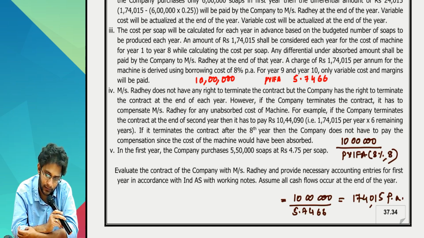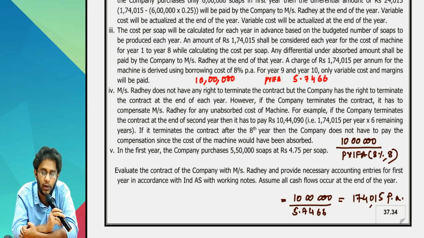For example, if the company terminates the contract at the end of second year, it has to pay 10,44,090, that is 174,015, whatever you calculated, into 6 years, because for 2 years anyway it would have paid, the remaining 6 years also it has to repay. If it terminates the contract after the 8th year, the company does not have to pay the compensation, since the cost of the machine would have been absorbed.